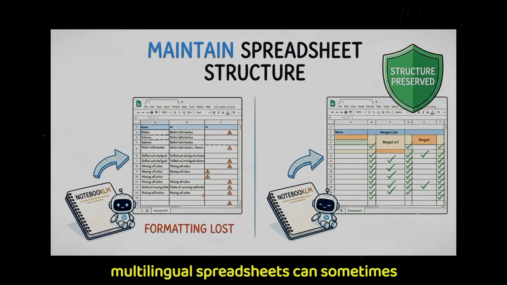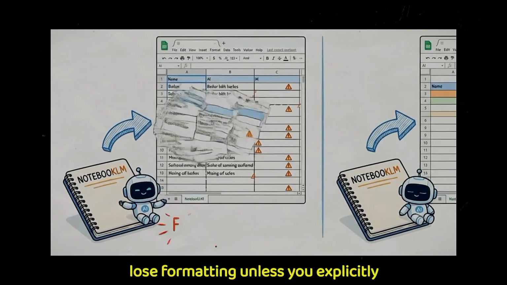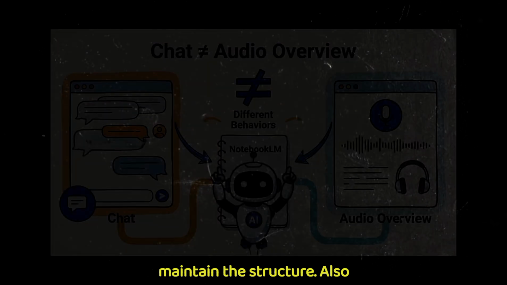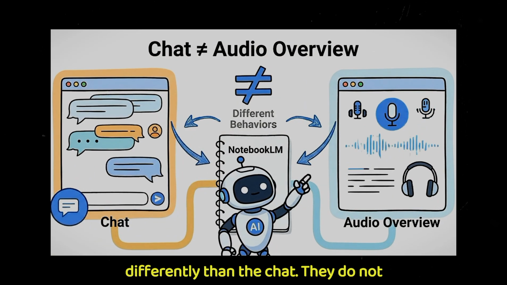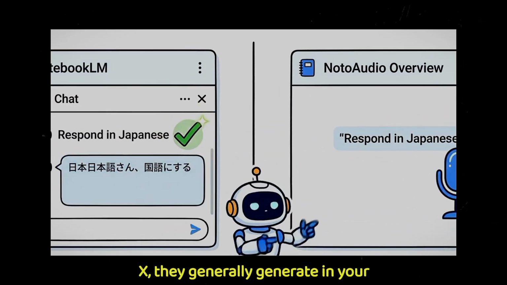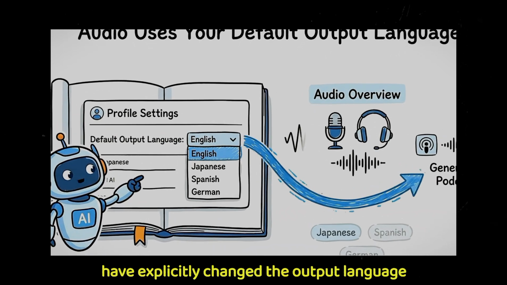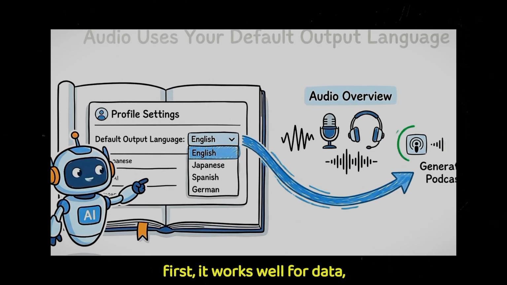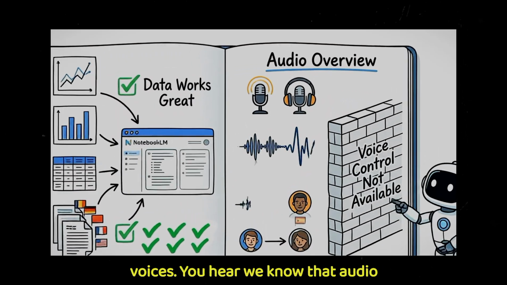Complex multilingual spreadsheets can sometimes lose formatting unless you explicitly ask NotebookLM to maintain the structure. Also, remember, audio overviews behave differently than the chat. They do not accept "respond in X." They generally generate in your account's default language, unless you have explicitly changed the output language setting in your profile first. It works well for data, but it hits a wall when it comes to the voices you hear.